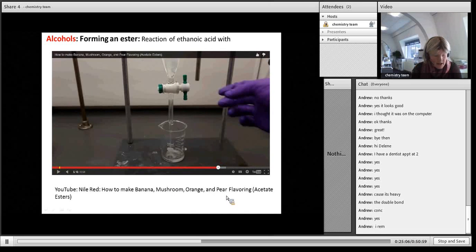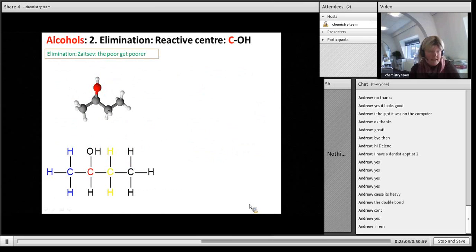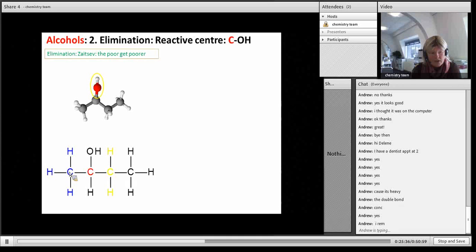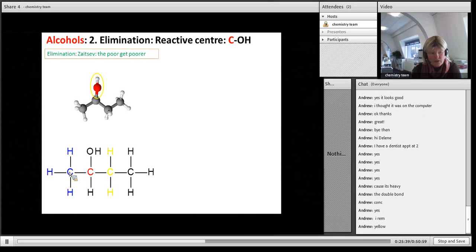Okay. Right. Alcohols with elimination. So we've done the substitution either from the oxygen or where the carbon gets substituted, but you can also have it eliminated. And so I look for my functional group. It's on this carbon over here, the red one. So is the hydrogen going to come from the blue carbon atom or from the yellow carbon atom? The yellow one, because the poor get poorer, the yellow one's got fewer hydrogens, so it's going to come from there.